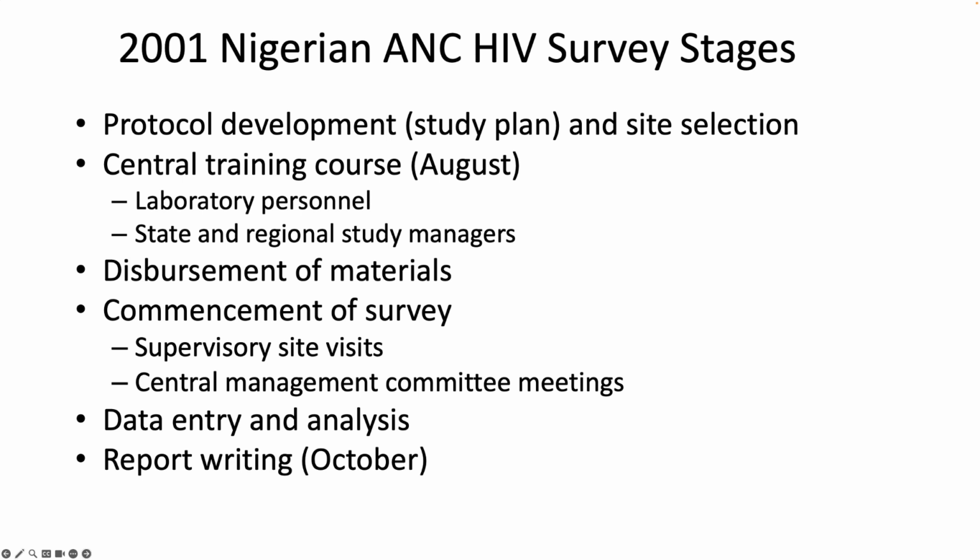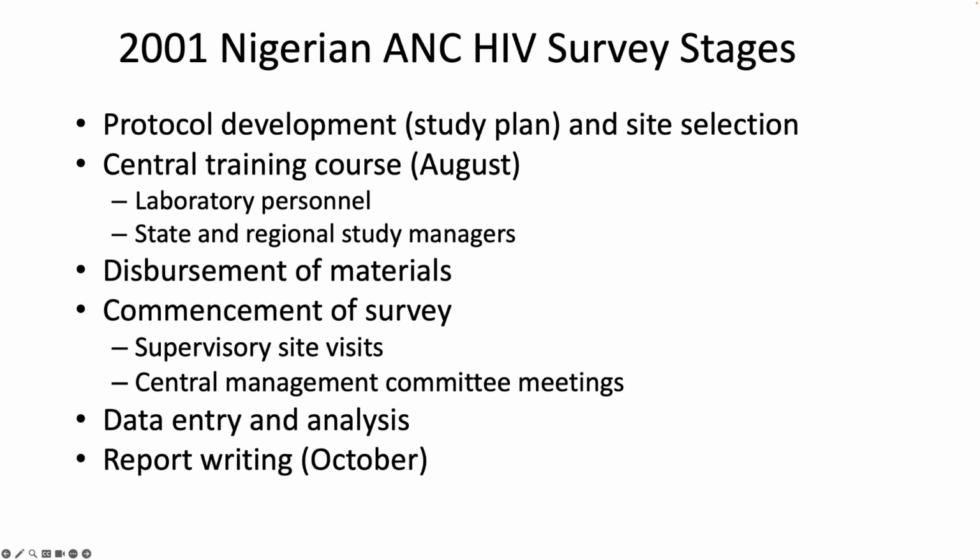First, the protocol is developed and a sample of antenatal clinic sites from each of the 36 states in the country is selected. In August, the training began for laboratory personnel as well as state and regional study managers. Then all of the necessary materials were dispersed to the sites, such as the laboratory test kits and blood collection vials, as well as the paper registers used to record all of the data and test results.